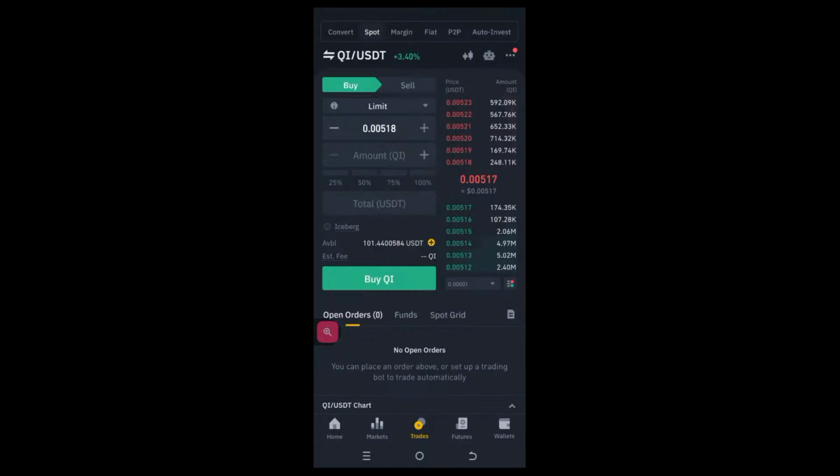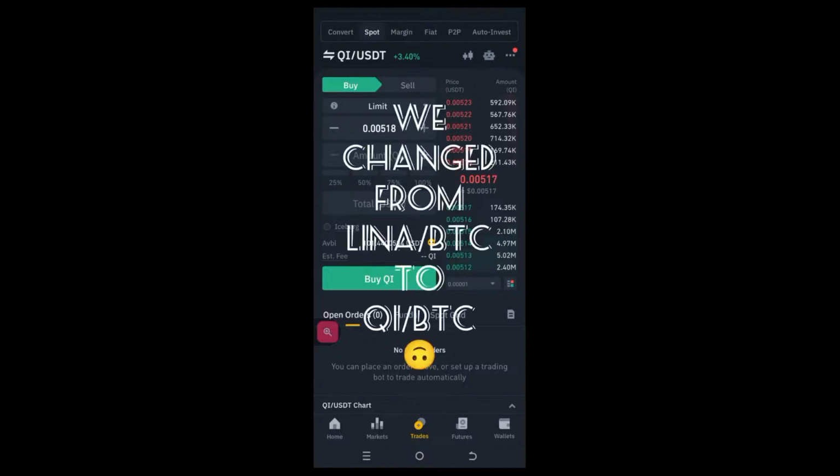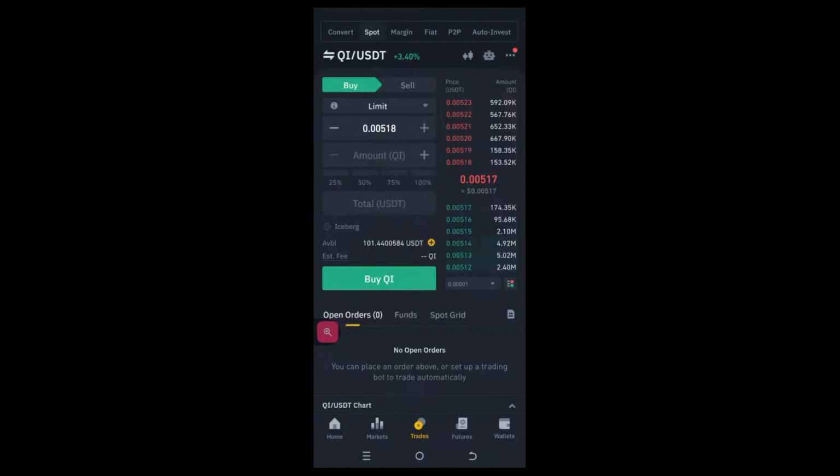And the reason why this took quite long, about 9 days, was because of the bloodbath that happened, and we had to change from Lena BTC. Remember, we went all the way, changed to QIBTC, and then sold for profit in QIUSDT. So it took a long roundabout journey, but eventually we arrived at profit.